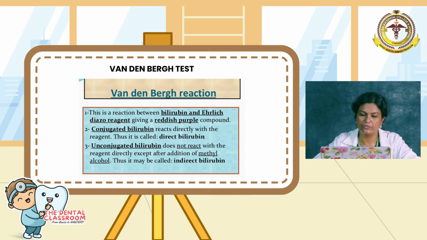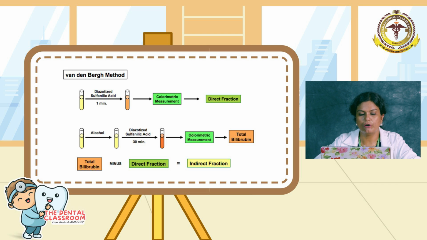Upon adding the reagent followed by the addition of alcohol, if the color develops and deepens, then the result is recorded as a mixed type. Let us see the correlation of this test with the type of jaundice. As I told you, the Ehrlich reagent is nothing but diazotized sulfanilic acid. Immediately a purple color is produced, then the result is said to be direct. If the color is produced after the addition of alcohol, it is said to be indirect. If the sample produces a faint color and upon addition of alcohol the color deepens, then it is said to be mixed type of jaundice.